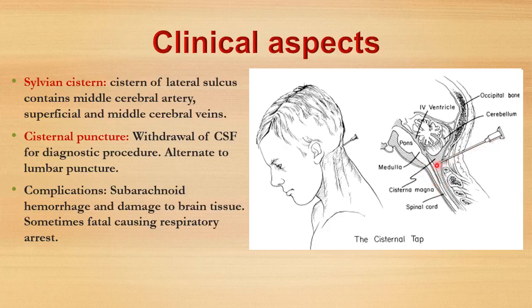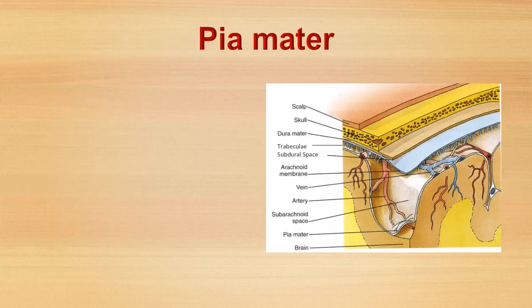Sometimes if that area is injured, then respiratory failure will occur. So it is mainly done at the suboccipital region. The needle is introduced via the suboccipital region to withdraw CSF. It is not commonly advised, only if there is no other choice. If a lumbar puncture is not possible or fails, then you go for this cisternal puncture.